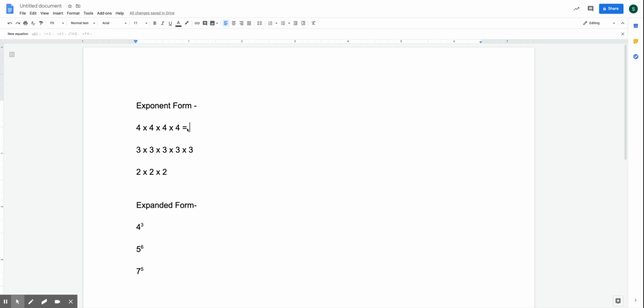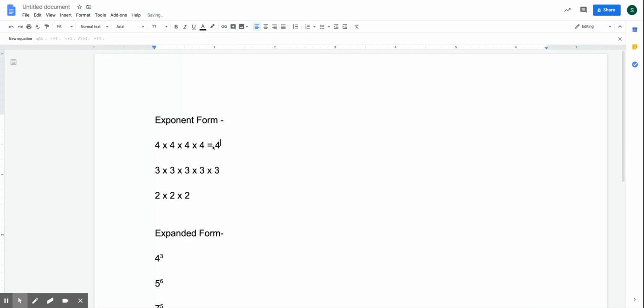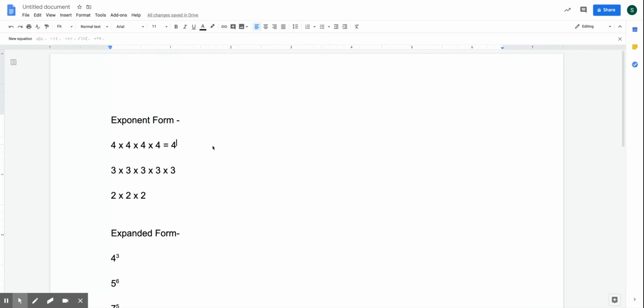Remember, the exponent is the tiny number that goes up above the larger number. So in this one, our base number is 4 because that's what we're multiplying by. And then our exponent number would be, we have 1, 2, 3, 4, 4. So this would be 4 to the power of 4.